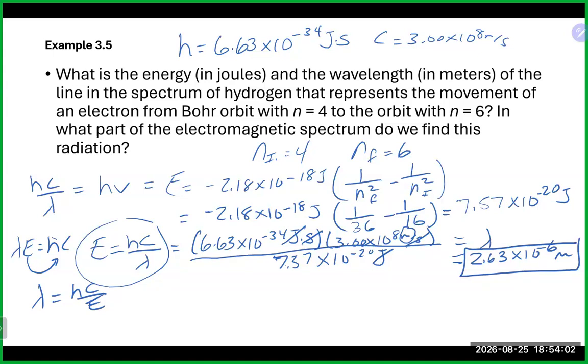So again, sometimes you do have to just convert your energy value into a positive number so you don't end up with negatives on the wavelength. The infrared-ish area of the spectrum would be here, IR, yeah, in that sort of range. Question, yeah.